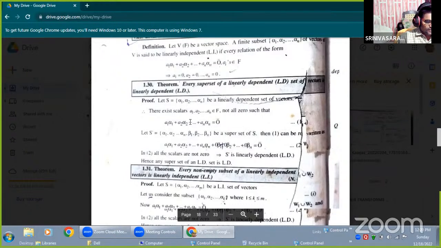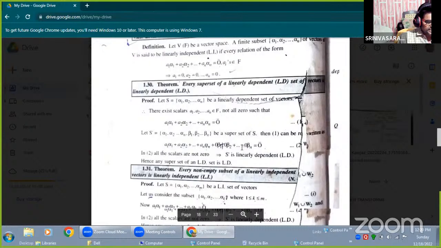Now arrange the linear combination: A1 alpha 1, A2 alpha 2, so on An alpha n, plus, for the extra vectors of the superset, 0 beta 1, 0 beta 2, 0 beta n. Here all these scalars are 0 in this part of the linear combination. Now the linear combination of the superset must be equal to 0 bar. Some scalars are 0, but A1, A2, so on An are not all 0.